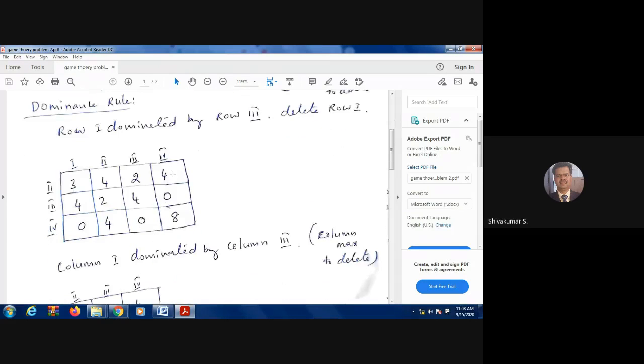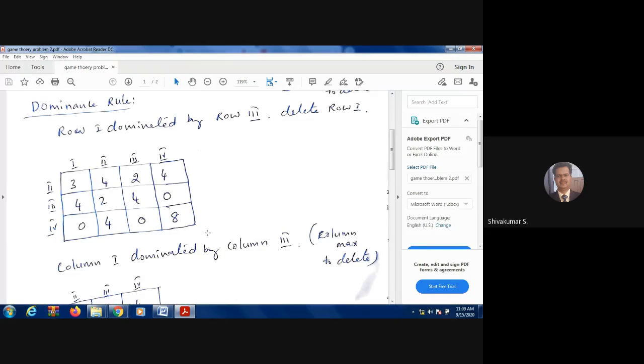Similarly, column wise. Column 1 is 3, 4, 0. Column 3 is 2, 4, 0. 3 is greater than 2, 4 is equal to 4, 0 is equal to 0. That's why column 1 is dominated by column 3. So delete column 1. You are deleting the maximum values in the column.